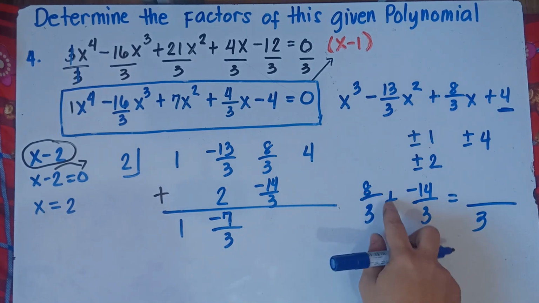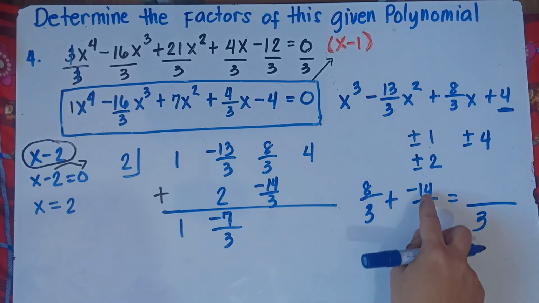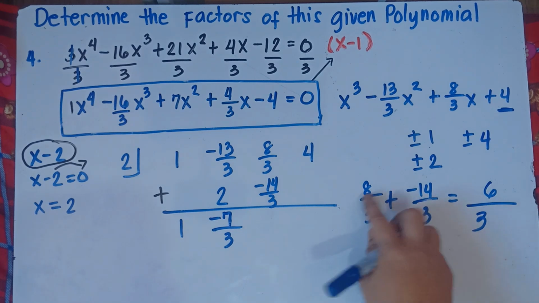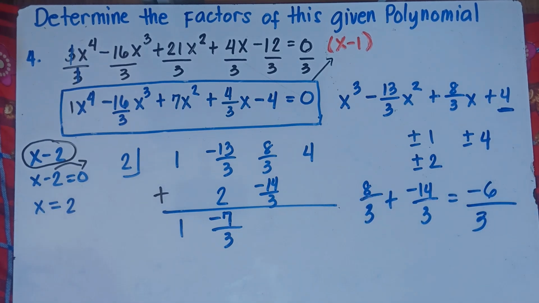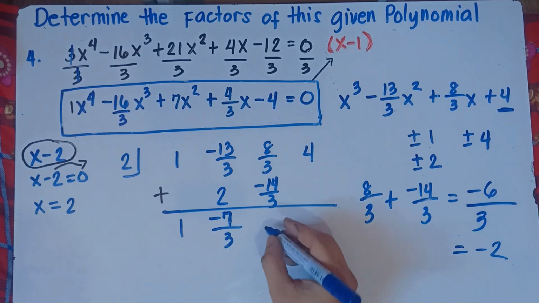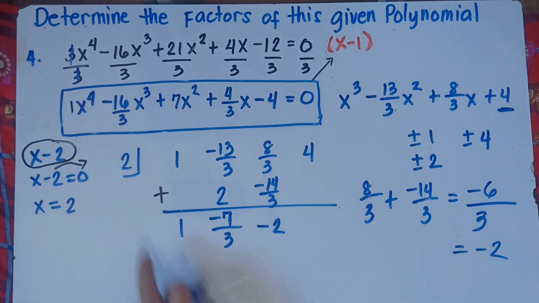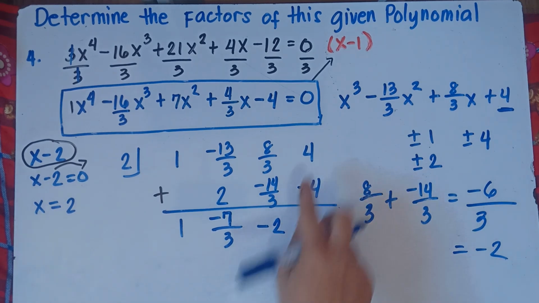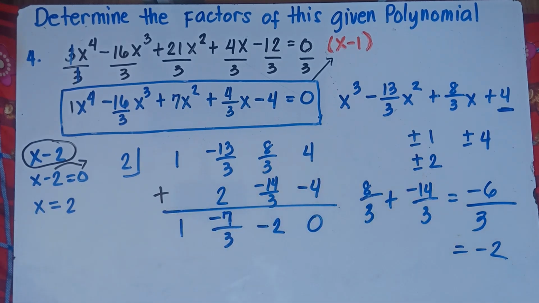So 8 plus negative 14, if the signs are not the same, you subtract. 14 minus 8 is 6. 14 is greater than 8, so that's why we have negative 6. Negative 6 divided by 3 is negative 2. Then 2 times negative 2 is negative 4, and 4 plus negative 4 is 0. So we find the answer, class, and our answer is 0 here.